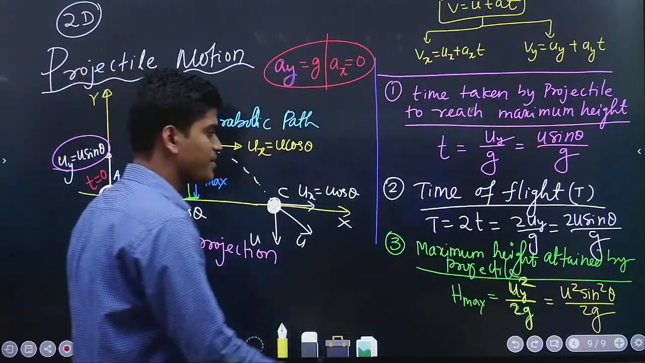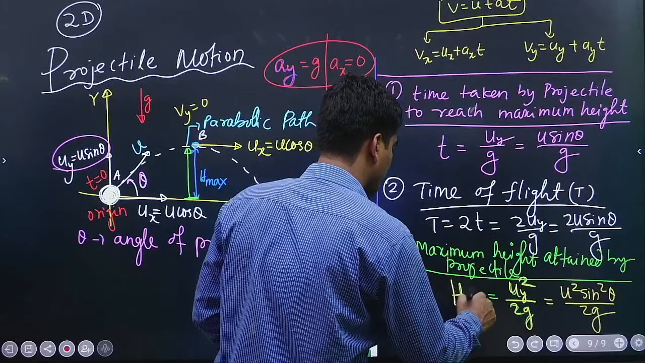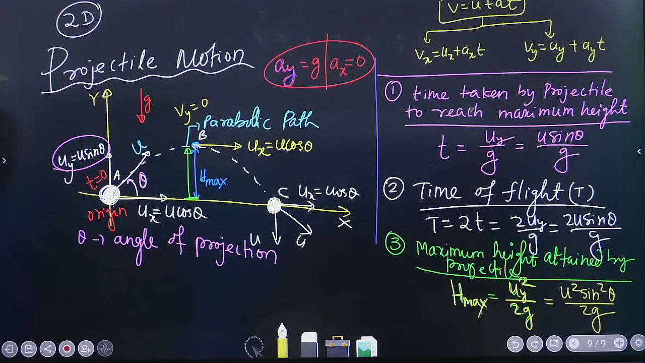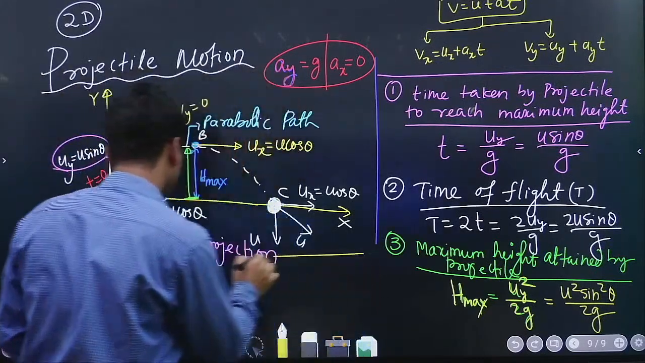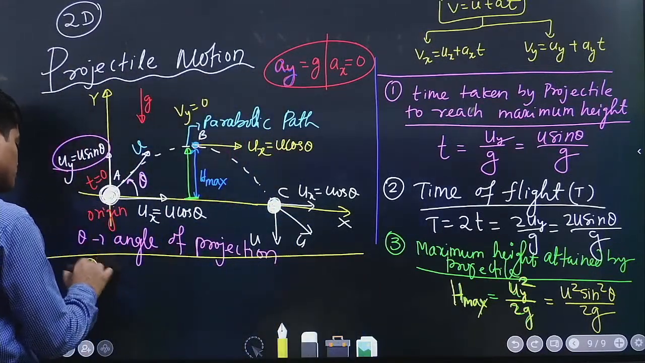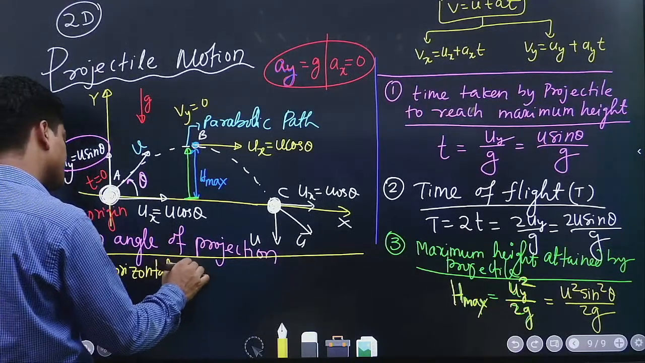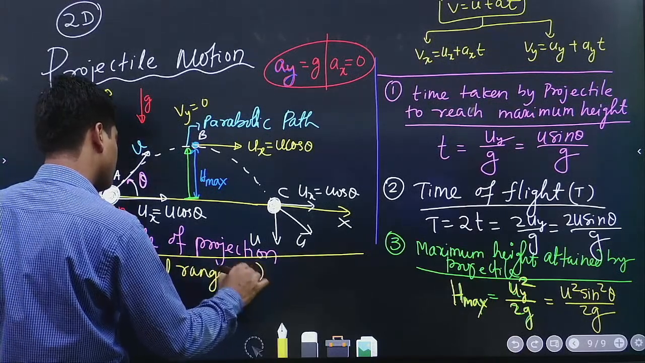So this is your H max. So the maximum height attained by the particle is nothing but how much? uy square by 2g, or u square sin square theta by 2g. Okay, so this much you have to remember for projectile motion. One more thing also there, that is your horizontal range. Let me complete that. So let me write here. Number 4, if I want to find the horizontal range, or normally you can tell range also, that symbol you can give a capital R.